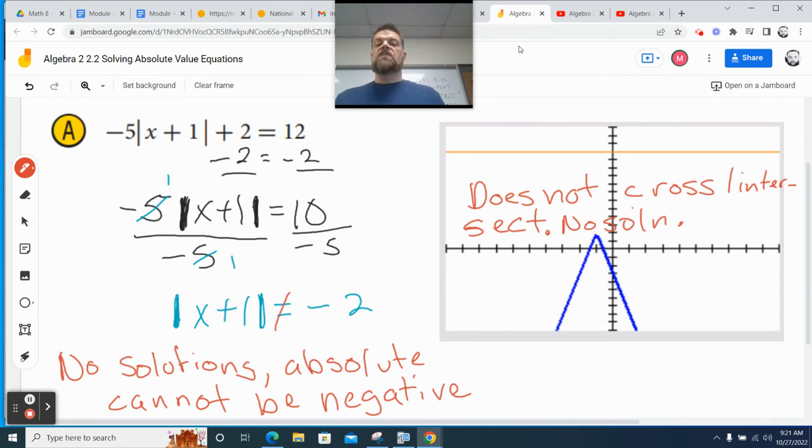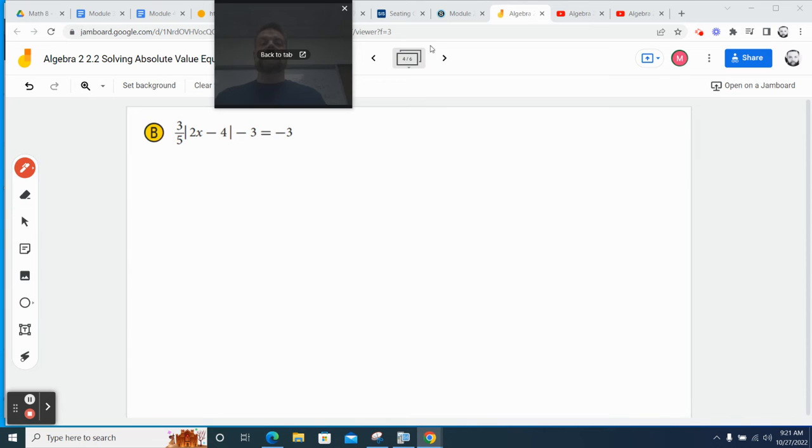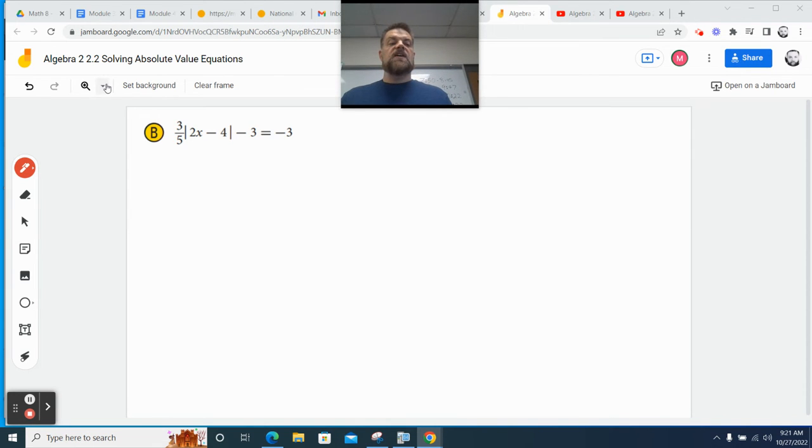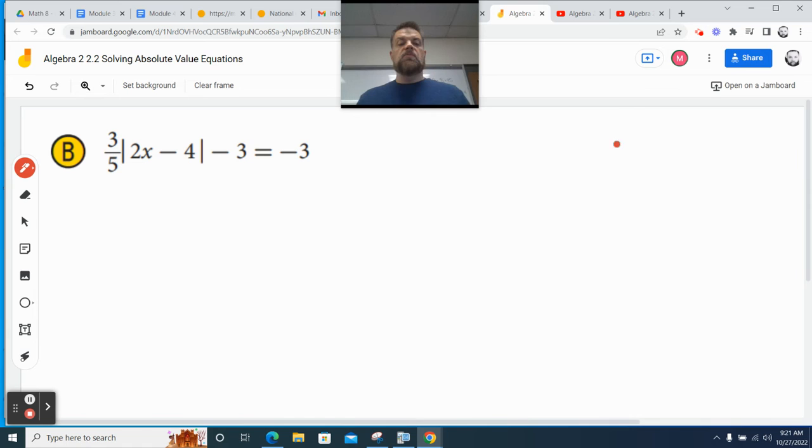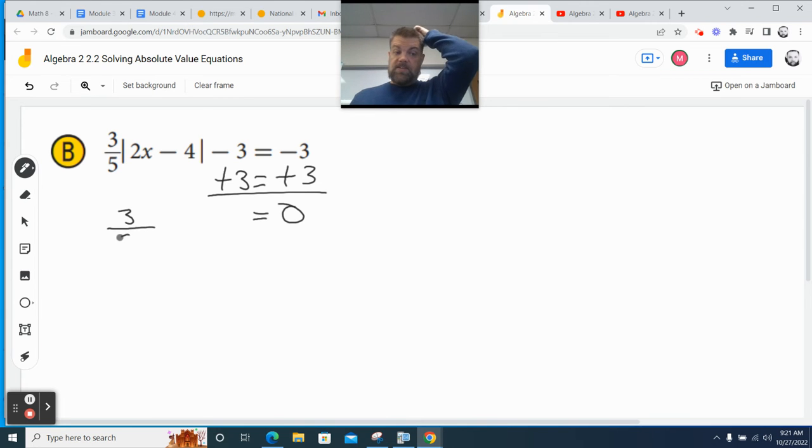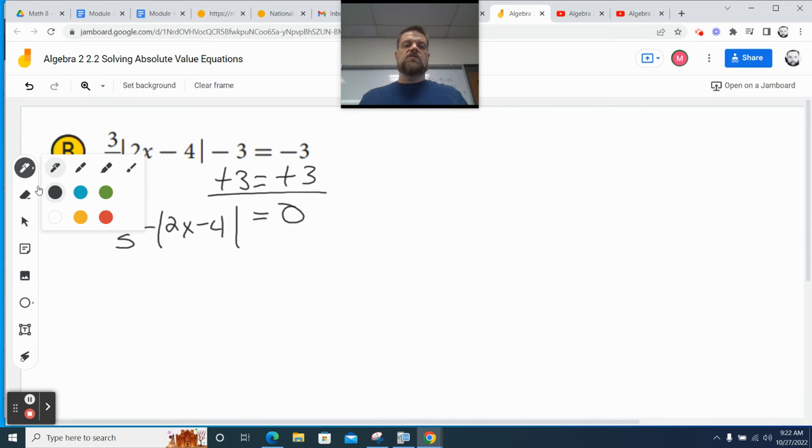Okay. Now let's do the next one real quick. Same thing. What do I do first? I'm going to add 3. When I add 3 to both sides, I get 0. Now this will be an interesting one. So then I'm going to say 3/5 times the absolute value of 2x minus 4. Now, when you multiply by a fraction to get rid of the fraction, you simply multiply by the reciprocal. So I'm going to say 5/3.